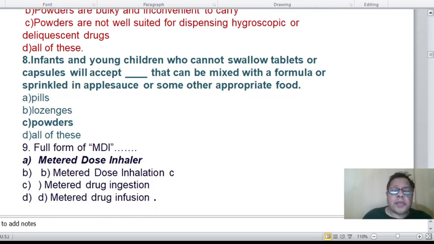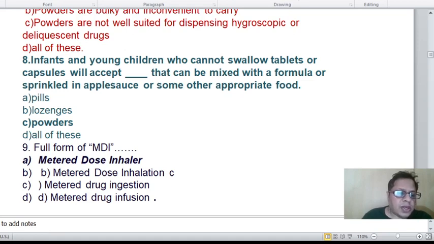Question number 9, MDI are what? MDI is an abbreviation, and the full form of MDI is metered dose inhaler. So option B is not correct. It is not inhalation, it is not ingestion, nor is it infusion. So it is metered dose inhaler.